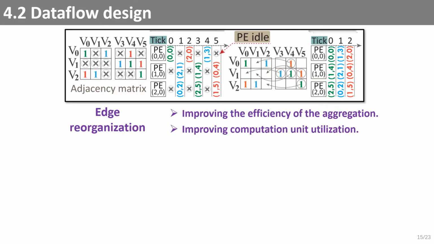The RER data flow makes the hardware design simple yet efficient when the graph is dense, and the vertex properties that flow through the ring are mostly used for aggregation. However, many of the larger graphs are sparse, and the aggregation in PEs is inactive in many cases. To improve the efficiency of the aggregation, we propose to reorganize the edges in each edge bank, to ensure the vertex properties flowing through the ring are used as much as possible. With the edge reorganization, we can improve the efficiency of the aggregation and the computation unit utilization.